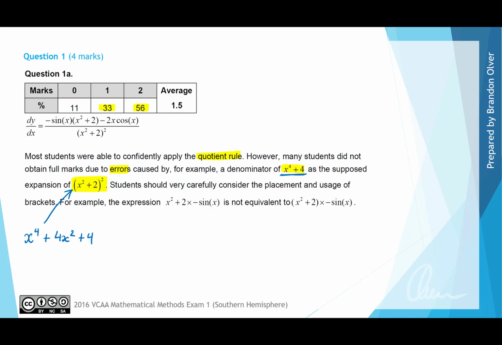Another error that occurred was the placement and usage of brackets. So students are reminded that x squared plus 2 without brackets times negative sine x is not equivalent to the one containing the brackets. If we were to expand both of these expressions, for the first one we'd find that it would be x squared minus 2 sine of x, which would not equal the second expression when we expand that, which would be minus x squared times sine of x minus 2 sine of x.